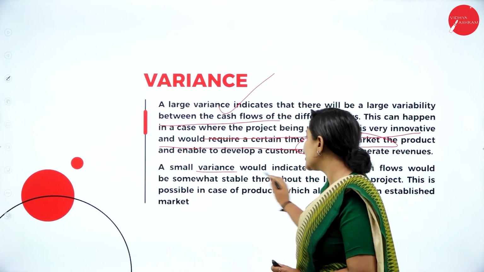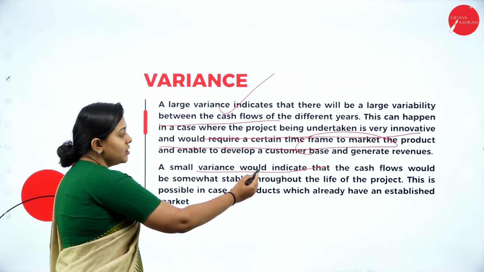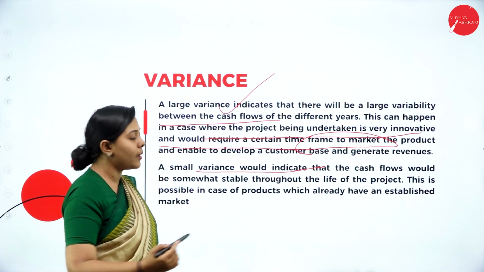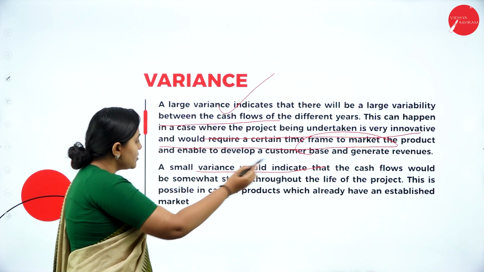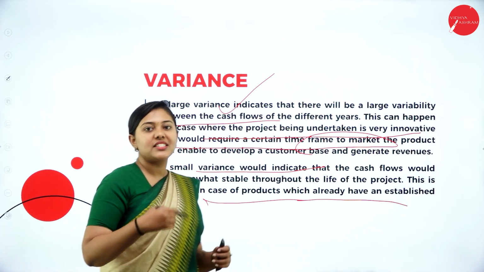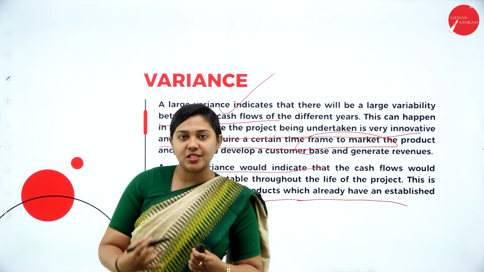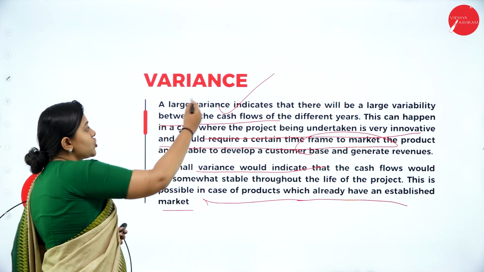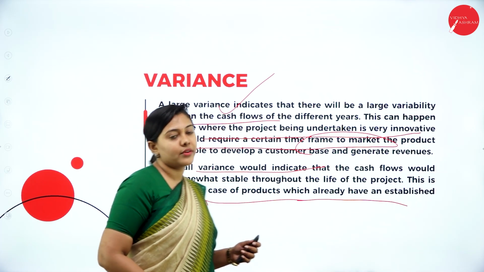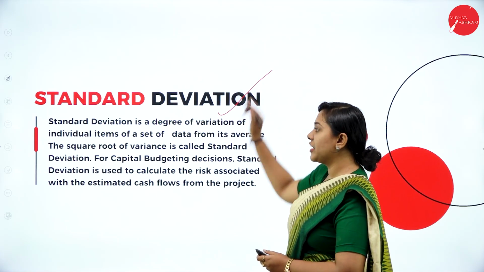Moving forward, when you have a small variance with respect to the returns the company gets, then the cash flow would be somewhat stable. The cash flow is coming to an organization in a stable way throughout the life of a project. This is possible in the case of a project which has already been established in a particular market. When sales are high and the product is known to the customer, the cash flow returns will obviously be as expected. So, variance will be small. When the variance is large, it indicates what? The return is not stable, an unstable return. So, small variance indicates what? Stable return.